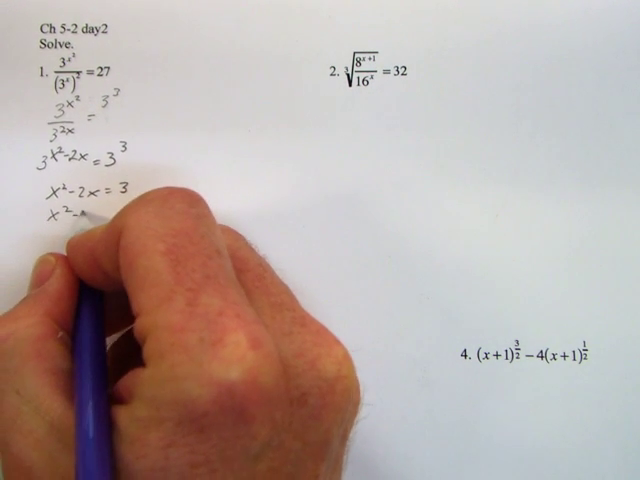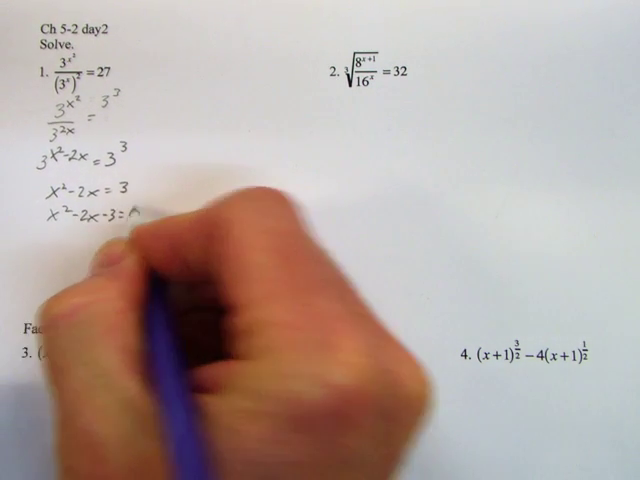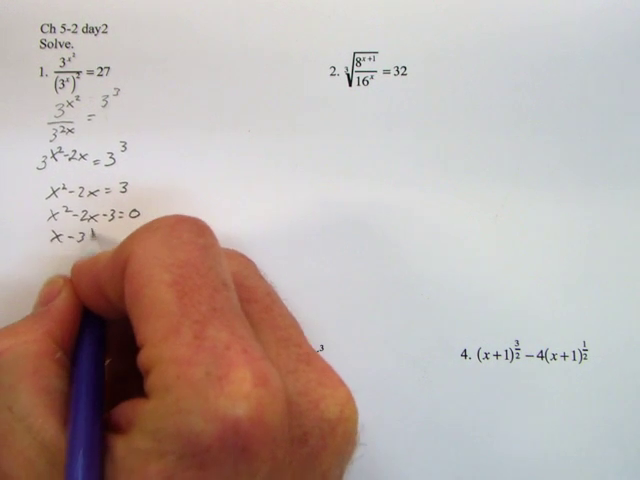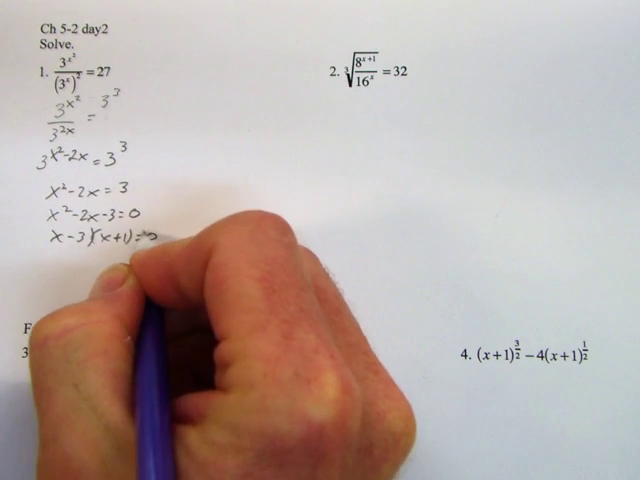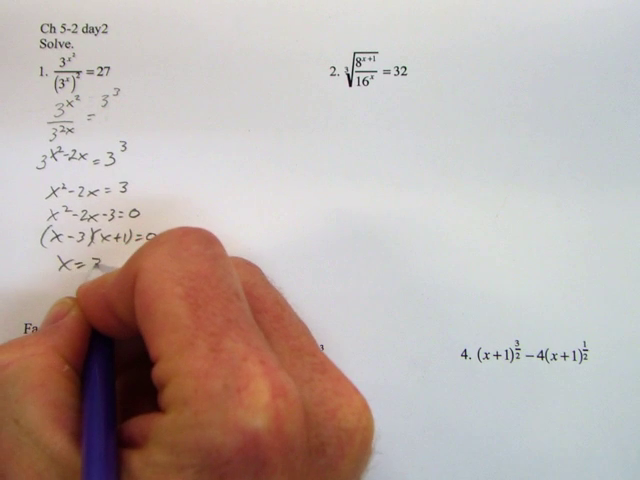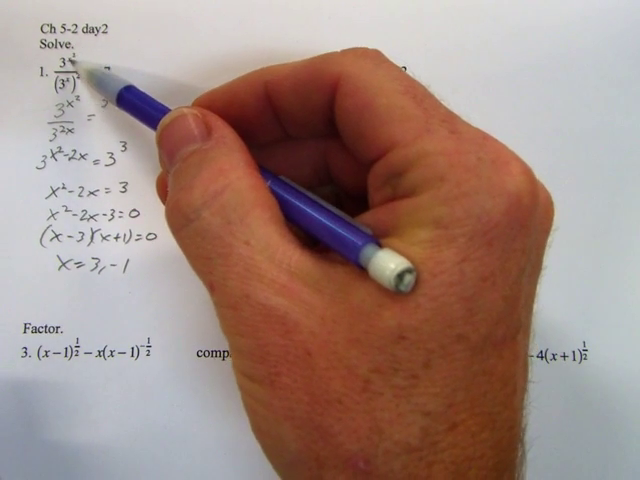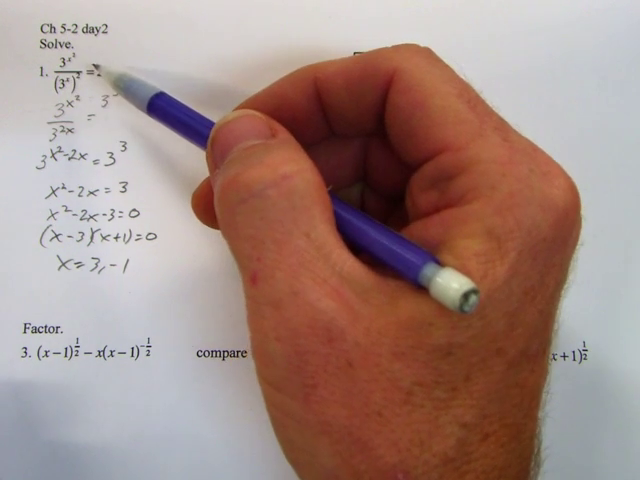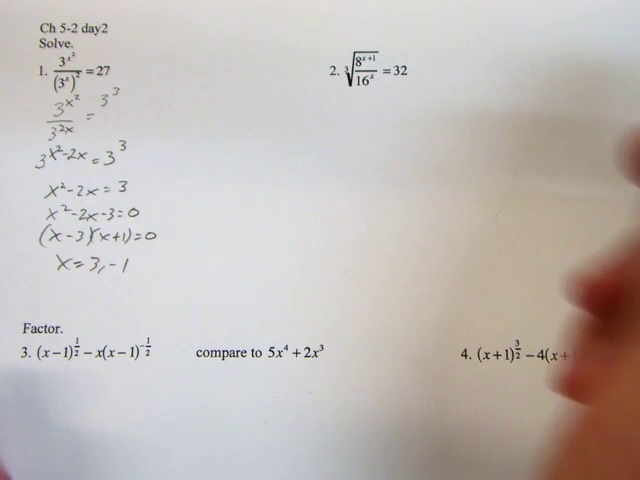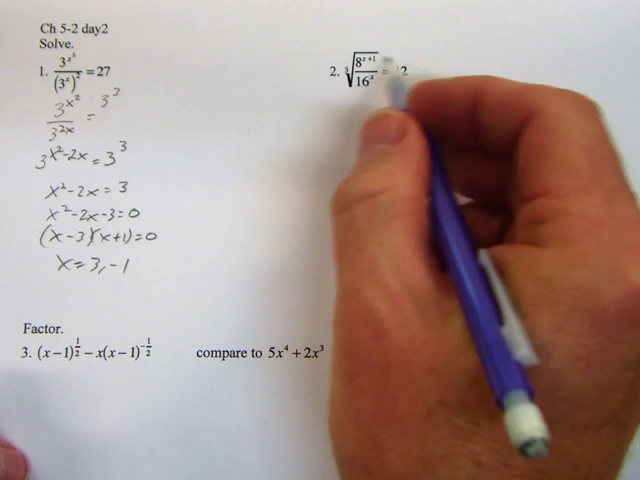And now we can solve that simple quadratic equation. Move the 3 to the other side, factor x minus 3 times x plus 1 equals 0. x equals 3 or negative 1. And if we plug in 3 or negative 1 into this equation, it will work. There's a lot going on in this one.